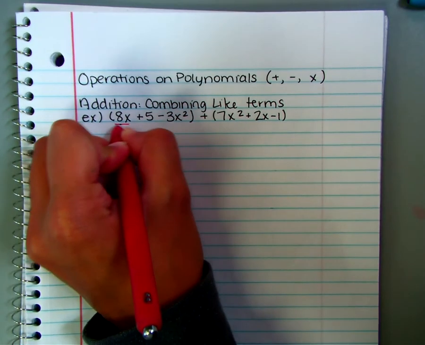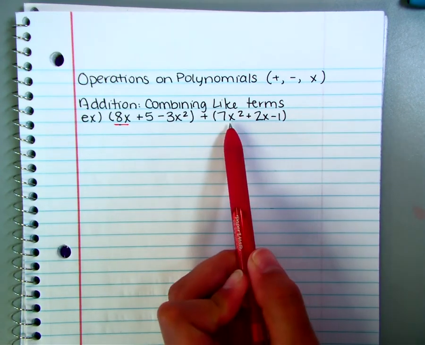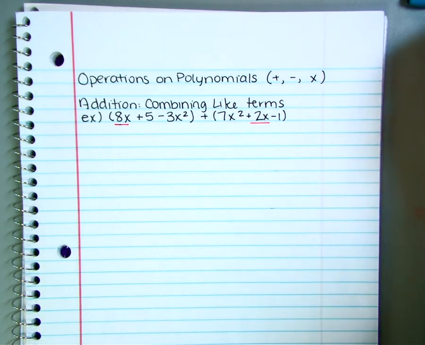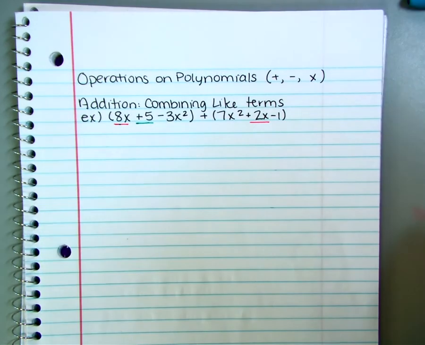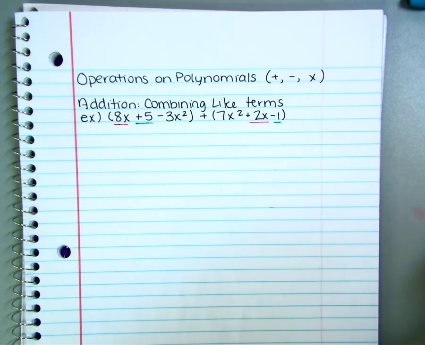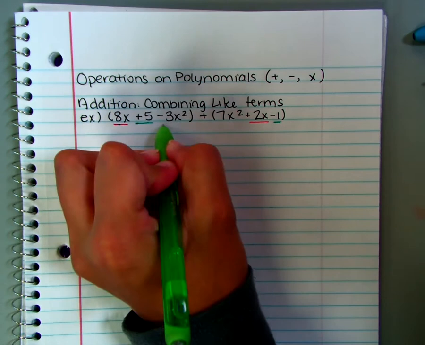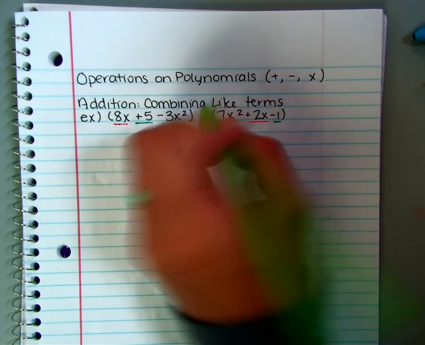So here, if I start with 8x, we'll just start left to right. I'm going to underline it in red, and then I'm going to look in this second polynomial and see if there are any with just an x. Well, here I've got a positive 2x, and so I know eventually those are going to combine. So then the next thing, I've got a plus 5, that's a constant, so I'm looking in the next polynomial and seeing if I have a constant here, and I do, of negative 1. And then finally, I've got a negative 3x squared, underline that in green, and so I'm looking for anything else that has an x squared, and that would be that 7x squared.